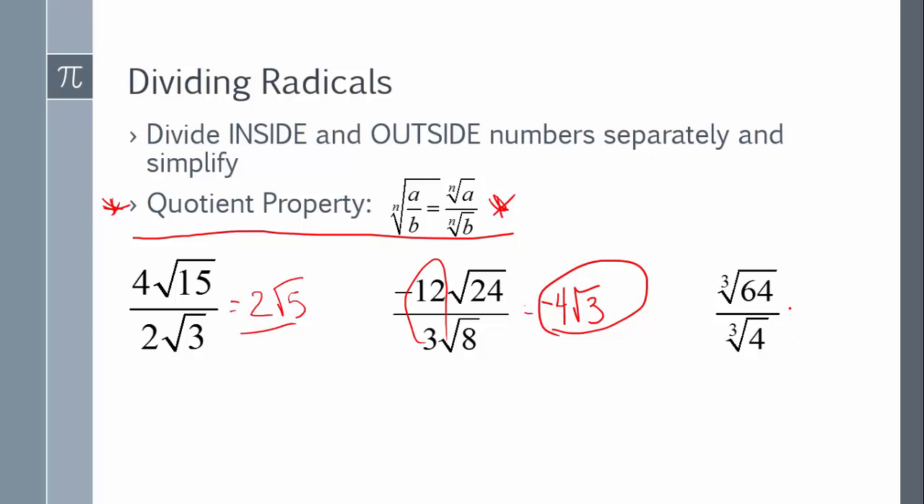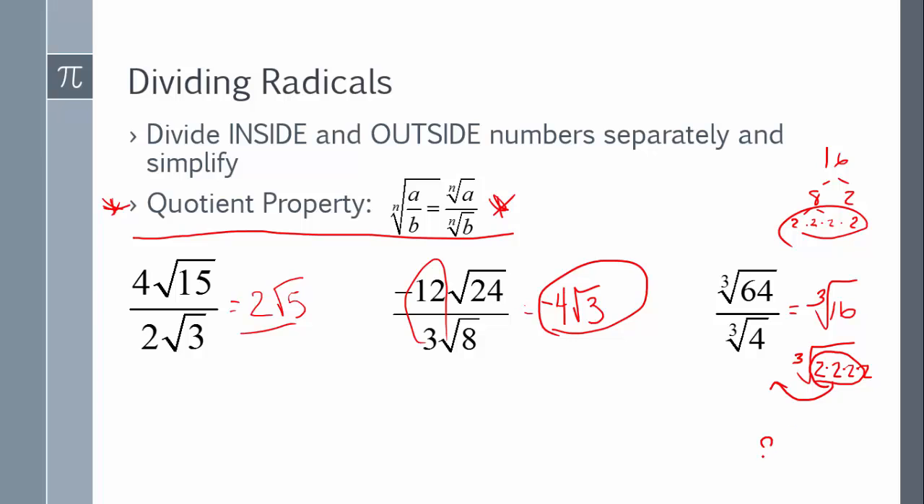Cube root of 64 over the cube root of 4. All right, so again, 64 divided by 4 is going to be 16, cube root of 16. But 16 can get split up. 16 is 2 times 2 times 2 times 2, 2 to the 4th. So I've got the cube root of 2 times 2 times 2 times 2. I'll take out one group of 3 2's, put it on the outside. That fourth 2 stays inside. So this reduces to 2 cube root 2.